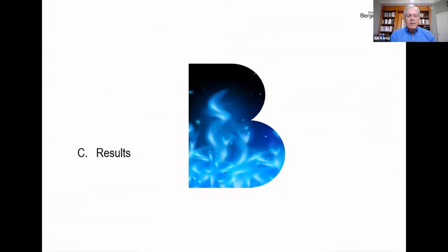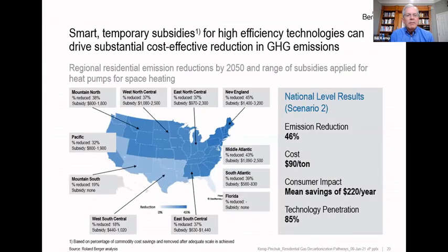Thanks, Natalia. So that was one trick there. We used a penetration model to get a realistic estimate of how quickly you could achieve reductions. And we also designed subsidies to be smart, to expire after the necessary scale economies have been achieved.